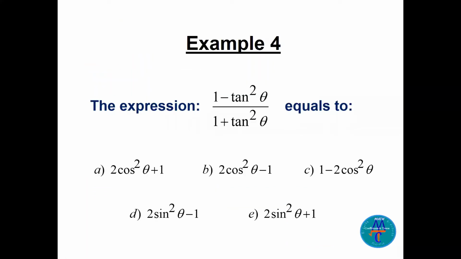Now let's look at example number 4: the expression (1 minus tan squared of theta) divided by (1 plus tan squared of theta) equals what? There is a multiple choice with 5 answers. A is 2 cosine squared of theta plus 1. B, 2 cosine squared of theta minus 1. C, 1 minus 2 cosine squared of theta. D is 2 sine squared of theta minus 1. And E, 2 sine squared of theta plus 1. So the only thing we have to do is simplify this expression until we see which one is the correct answer.